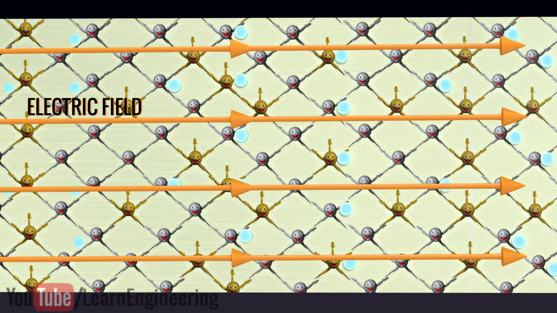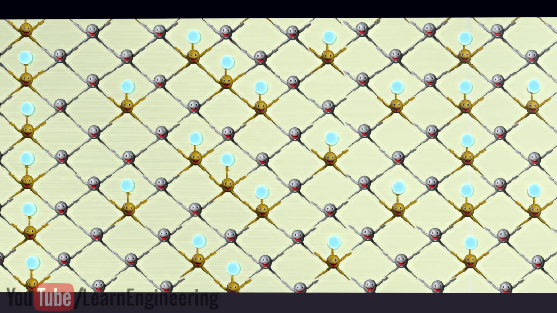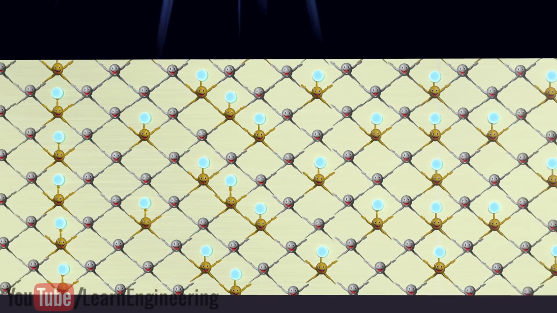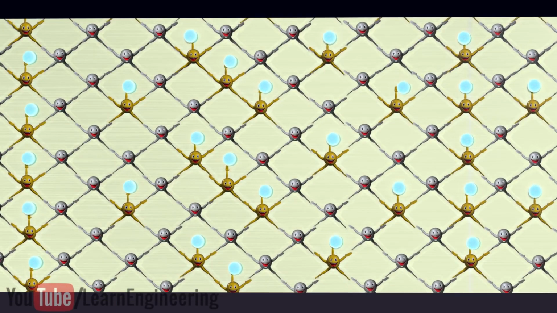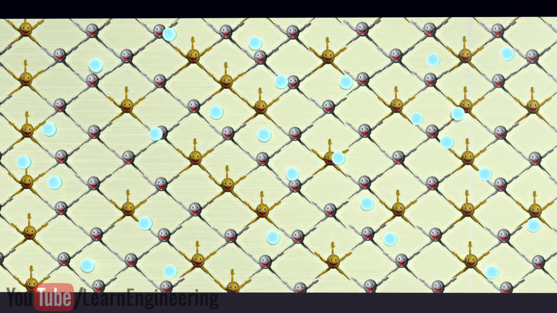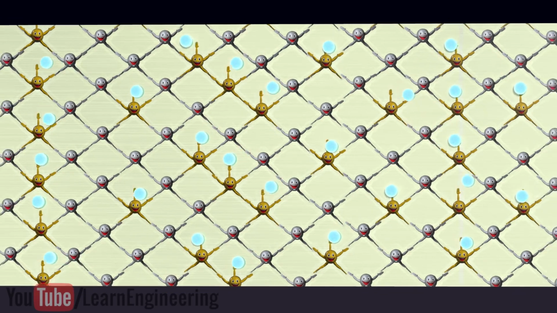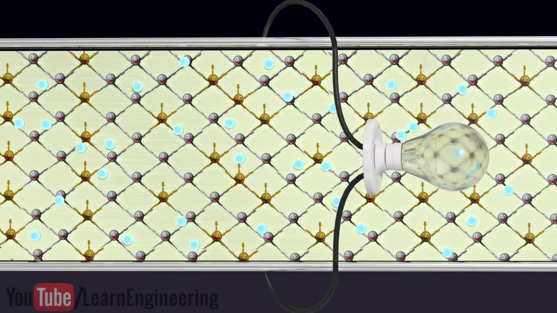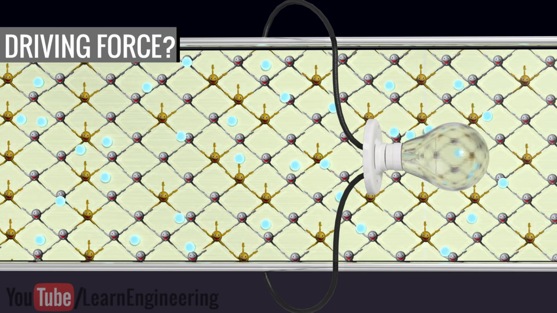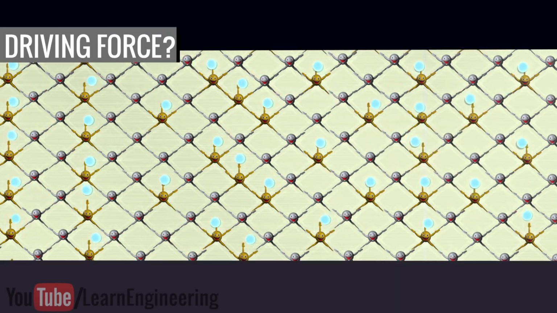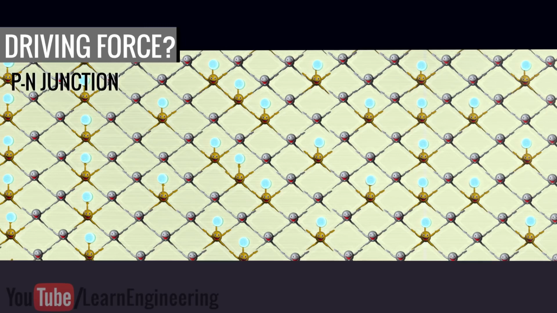Let's try to make a highly simplified solar cell only using this type of material. When light strikes them, the electrons will gain photon energy and will be free to move. However, this movement of the electrons is random. It does not result in any current through the load. To make the electron flow unidirectional, a driving force is needed. An easy and practical way to produce the driving force is a p-n junction.